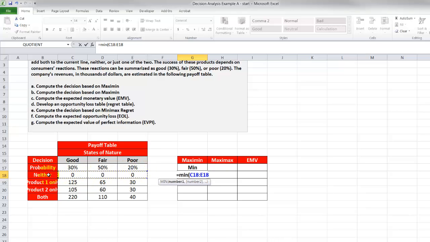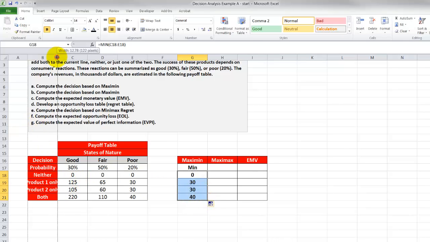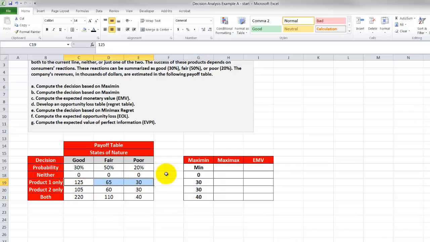So if our decision was neither, the min, of course, of 0, 0, 0 is going to be 0. Let's fill this formula down. If we were to launch product 1 only, the minimum payoff as a result of either one of these states of nature, which again is not certain, but we place probabilities on these happening.